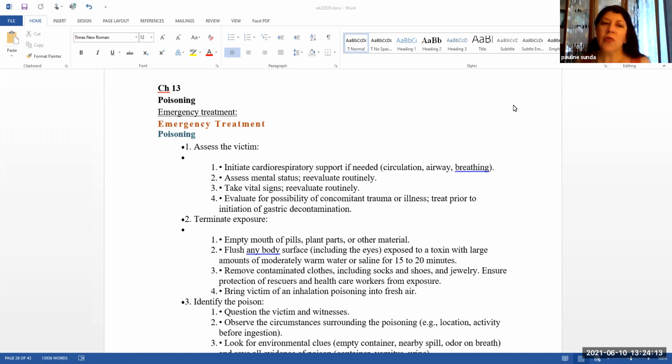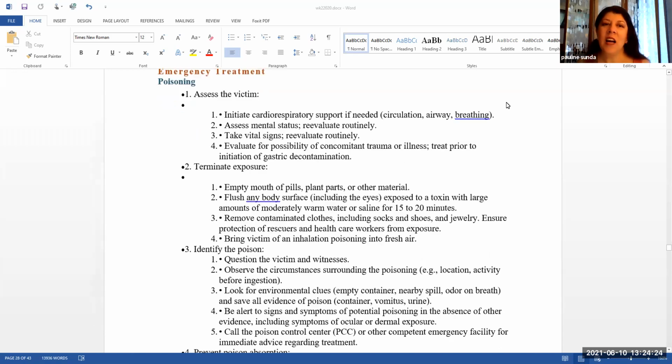So the emergency treatment of poisoning, this is in a table in your text. This is as follows. The first thing that you're going to do is obviously assess the victim. We want to initiate CPR support if necessary, assess mental status and reevaluate routinely, take vital signs, and evaluate for possibility of concomitant trauma or illness. Treat prior to initiation of gastric decontamination.